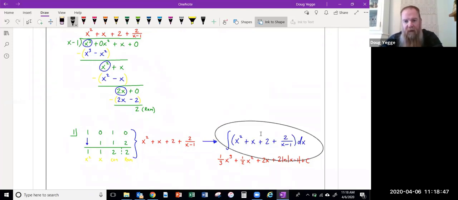And by dividing, we ended up getting a polynomial, which is nice and easy to integrate. And then we got a function that's going to yield a logarithm. So anytime the numerator is greater than the denominator, you have to divide. There's no other way to integrate those functions. Pretty all right with that?